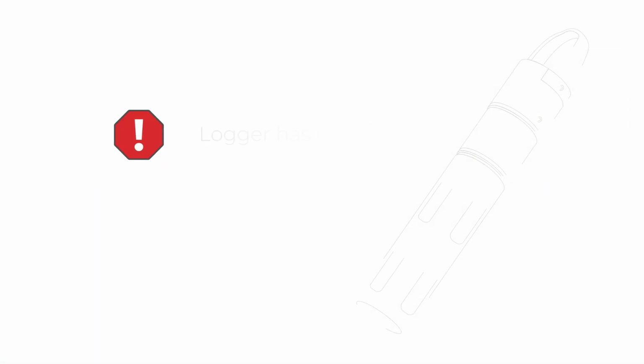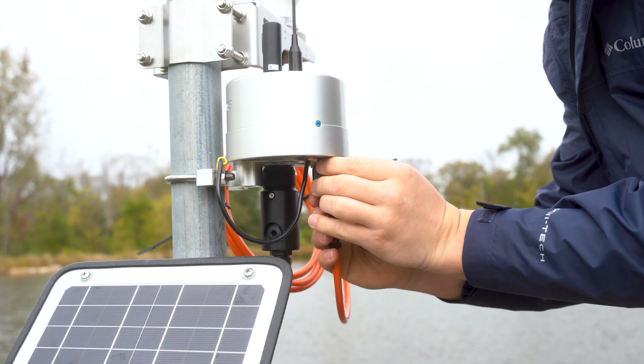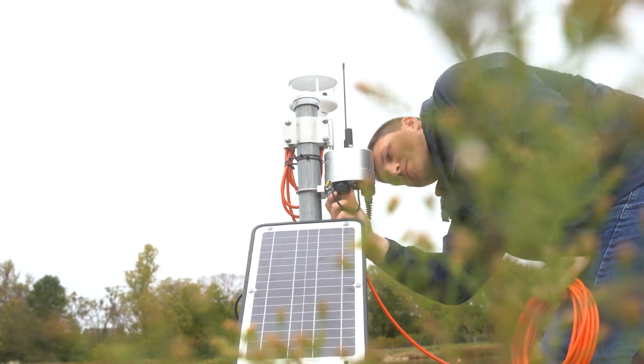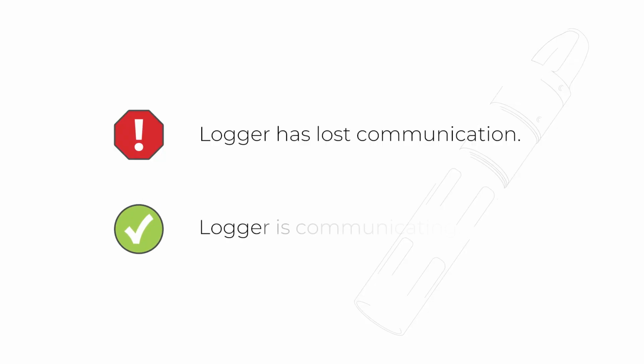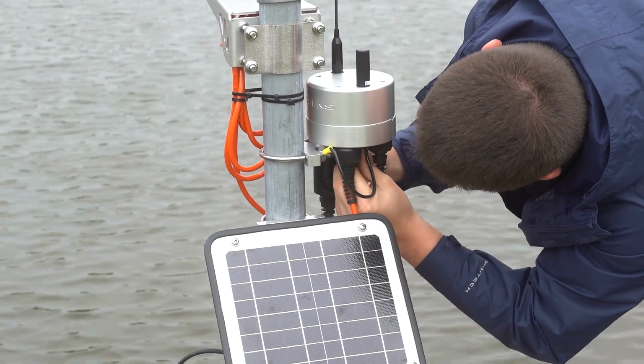A red icon indicates lost communication. If so, view the X3 Communications troubleshooting video linked in the description for help. A green icon indicates the logger is communicating and the issue is related to the Sonde's power supply, connection to the data logger, or sensors.